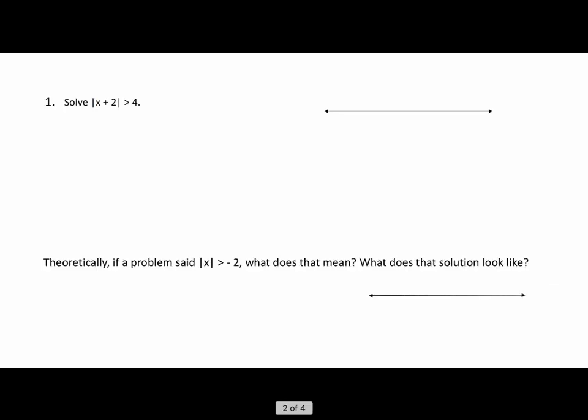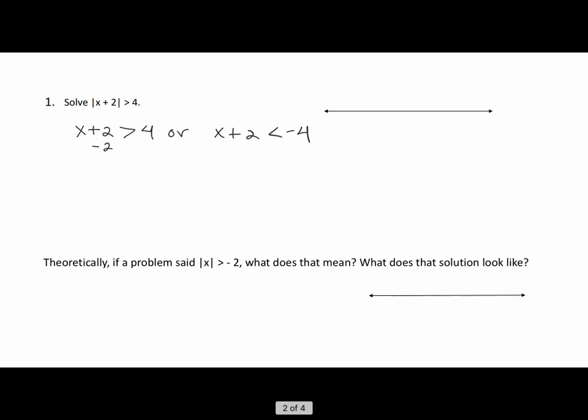So we're going to use that to solve some absolute value inequalities here. Our first example, the absolute value of x plus 2 is greater than 4. So the distance is greater than 4. That means that we have x plus 2 greater than 4, or take what's inside and make that less than negative 4. The union of those will be our solution.